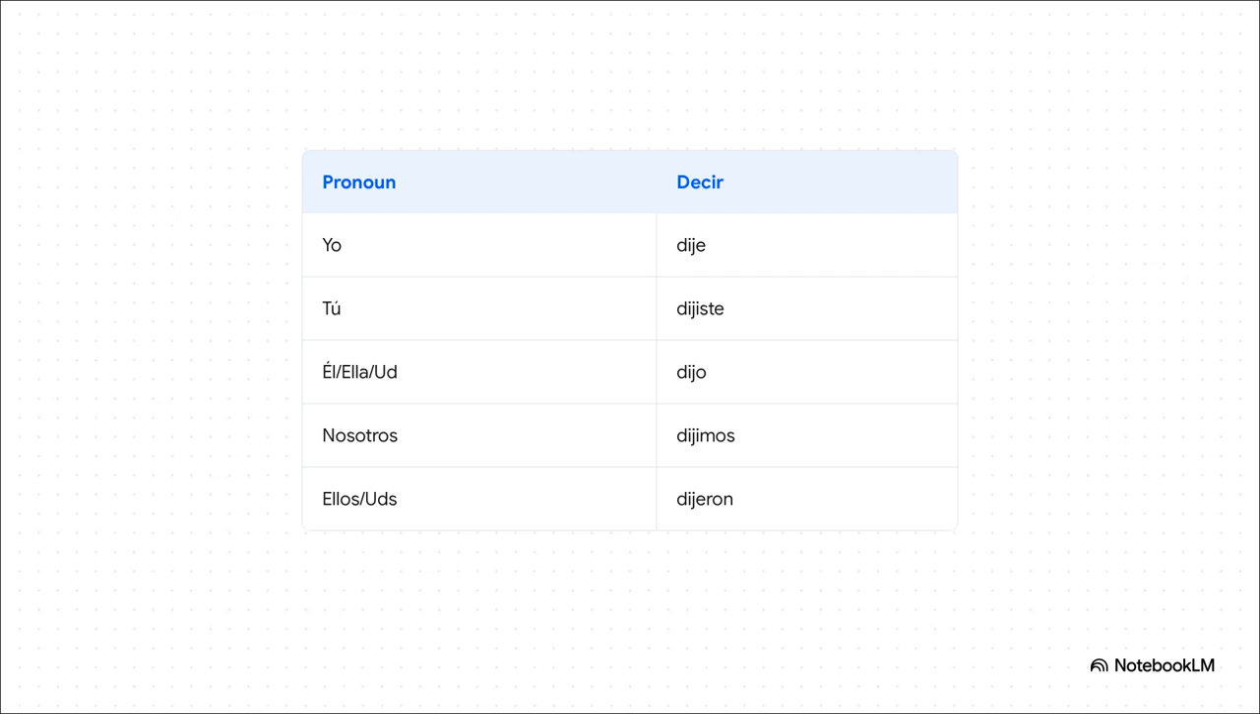It's pretty clunky and awkward, right? Dropping the I makes dijeron just slide right off the tongue. It's an irregularity born out of pure convenience, which makes it super easy to remember.